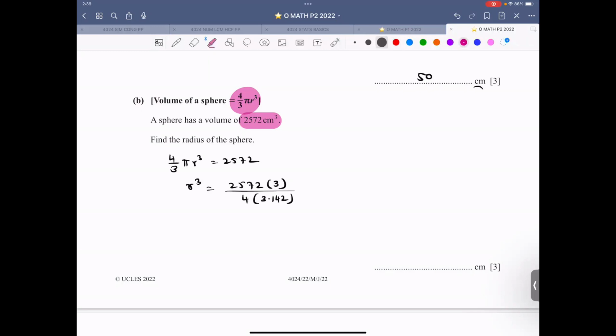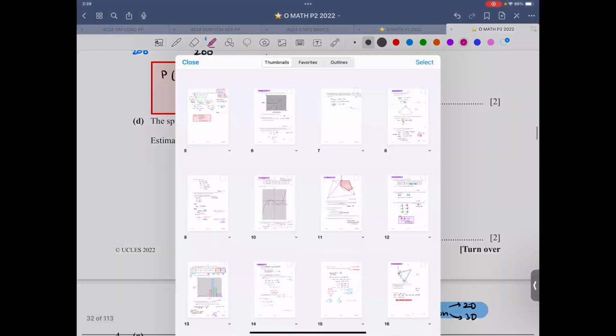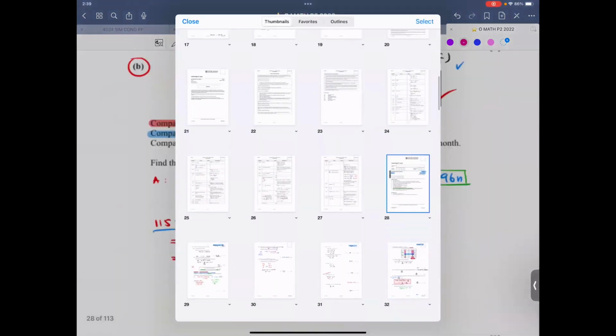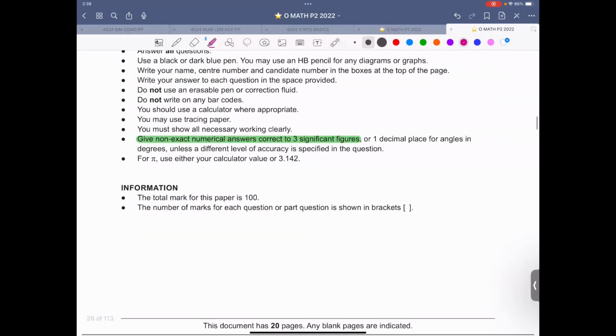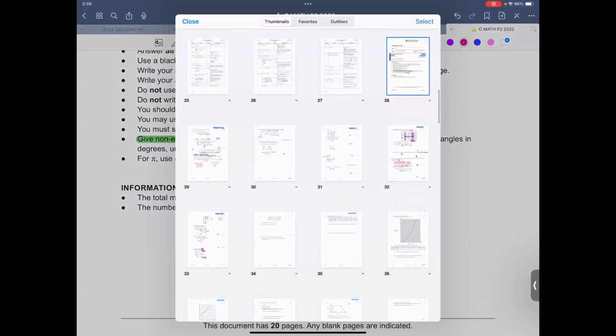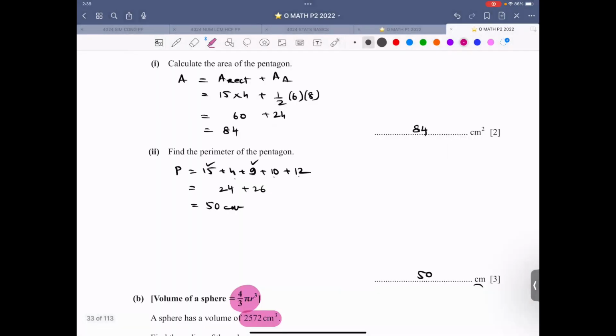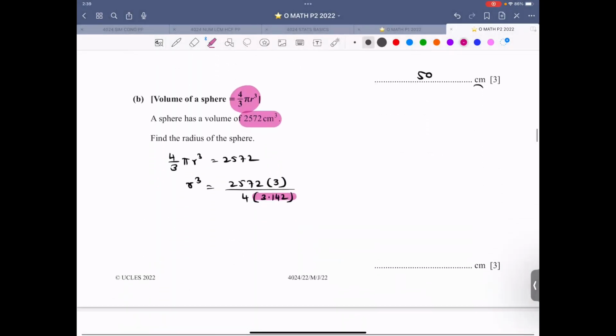Where it is written to use this value, let's double check. So let's go to the front page. And it says, for pi, use either your calculator value or 3.142. I prefer this. The reason being, it's already in 4 significant figures. So that is a perfect match. So basically, always double check that you're not making any mistake in a hurry.